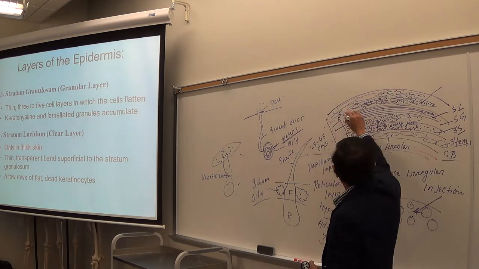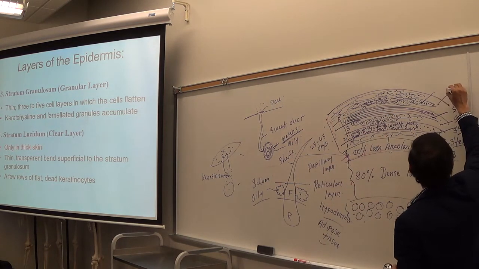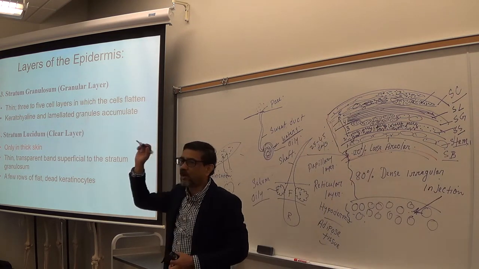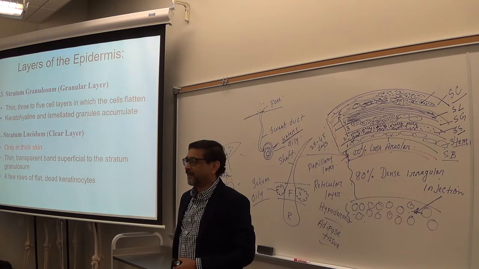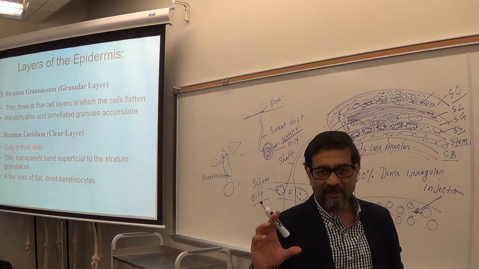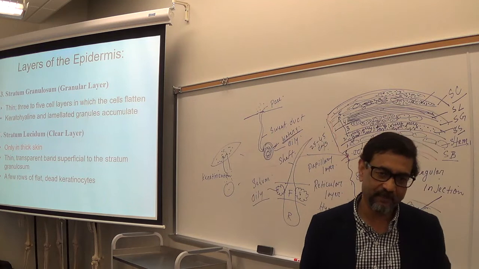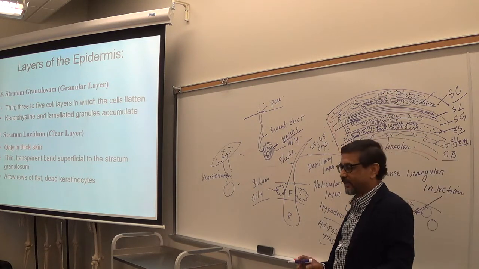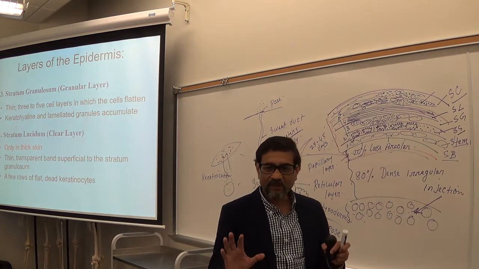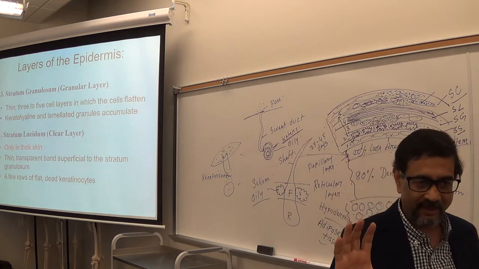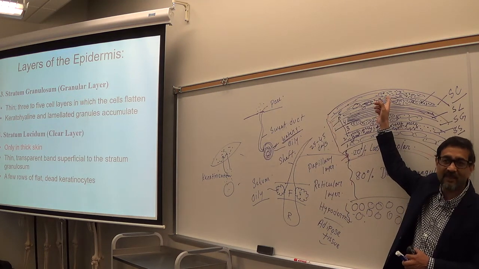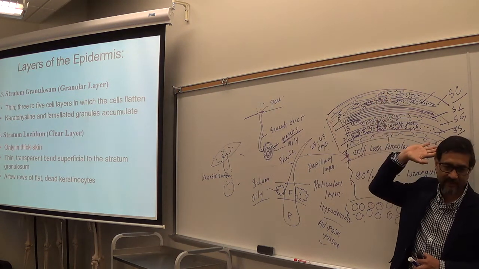Then the outermost layer is called stratum corneum. This layer is very thick in thick skin and gives the thickness of thick skin. In thin skin, this layer is much thinner. Make sense? So, which layer is very thick in thick skin? Stratum corneum, this layer. And this is responsible for the thickness of the skin. Okay.